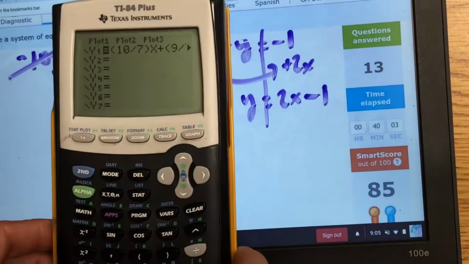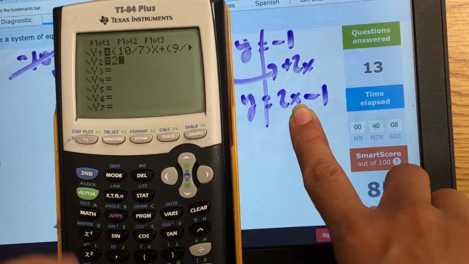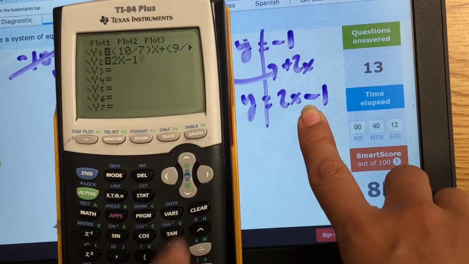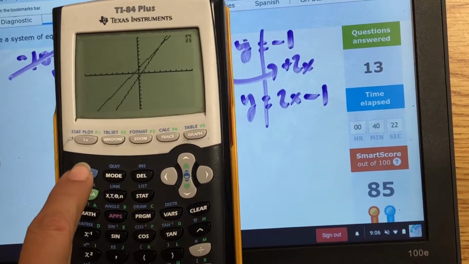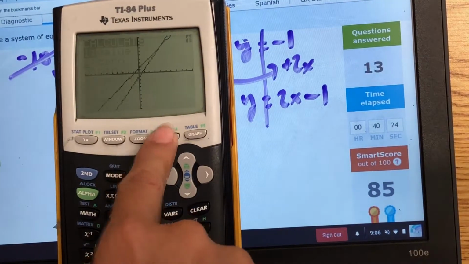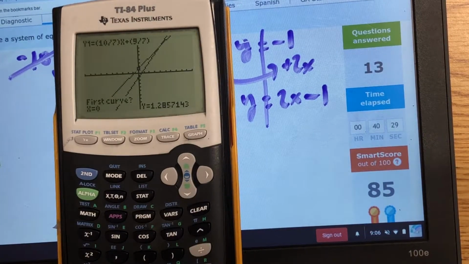My second equation is y equals 2x, so no fractions, so no parentheses, 2, then x minus 1. And then you're going to hit graph. So it's going to graph it for you. Where they intersect is your solution. To calculate your solution, you're going to go second, and then you see where it says calculate. You're going to hit that. And then you're going to come down to intersect, because that's what you're looking for. And you're going to press enter on the first curve, enter on the second curve, and guess, enter. Your intersection is (4, 7).